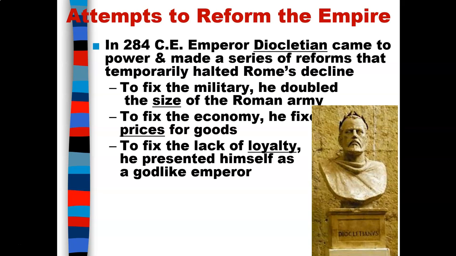Now, attempts to reform the empire. In 284 CE, Emperor Diocletian came to power and made a series of reforms that temporarily halted Rome's decline. To fix the military, he doubled the size of the Roman army. To fix the economy, he fixed prices for goods. To fix the lack of loyalty, he presented himself as a godlike emperor. Very important reforms that were introduced by Diocletian.